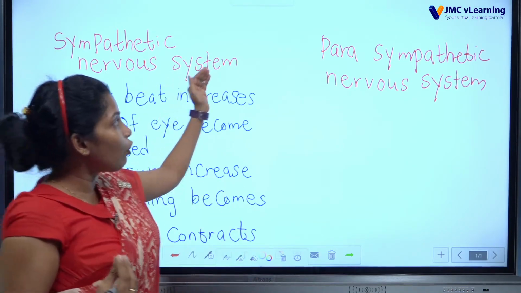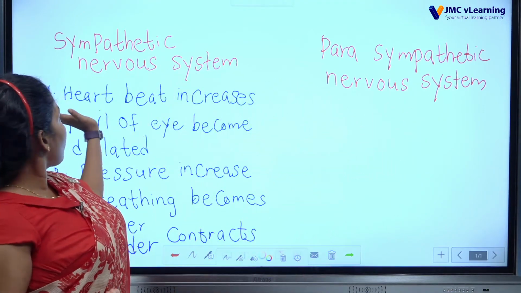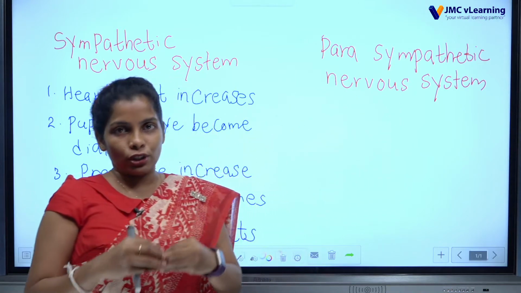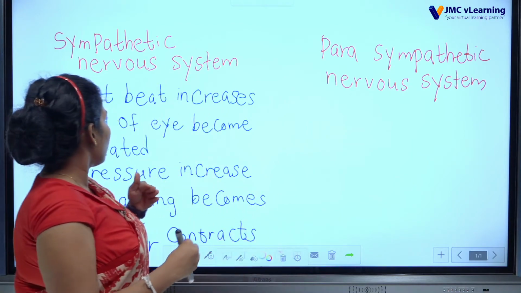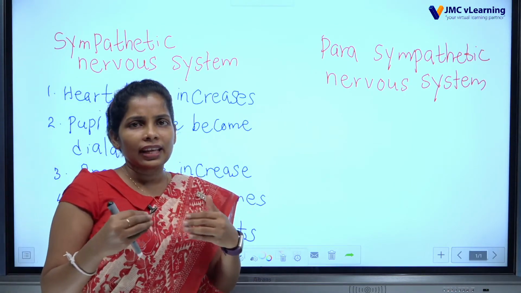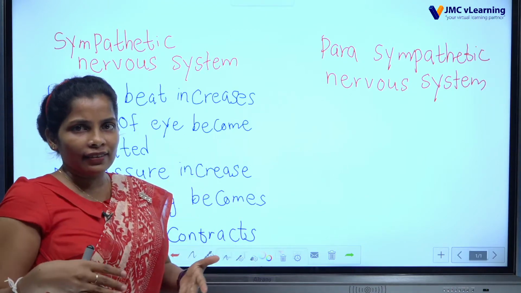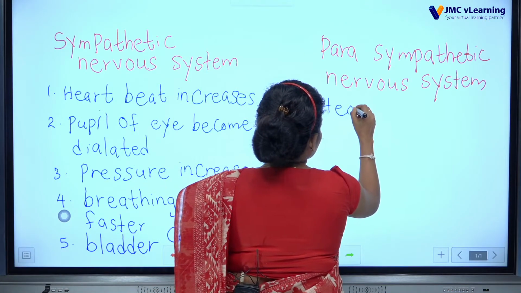Now we are moving to the parasympathetic nervous system, the opposite of the sympathetic nervous system. Now you just need to go to the washroom, right? So when you go to the washroom, there is no heartbeat increase. What happens here? Heartbeat decreases.